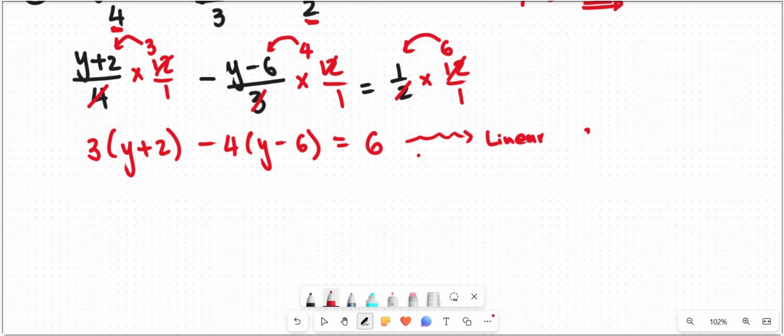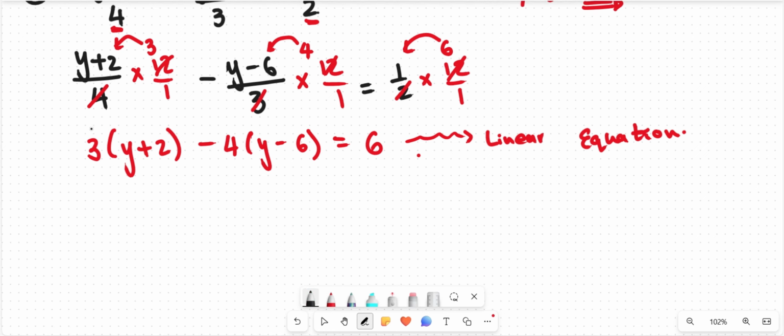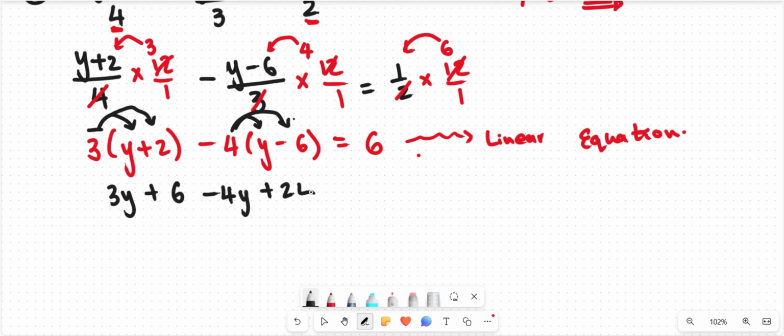At this part, you will always have a linear equation popping up. So that's an indication you're doing the correct thing. So how do you solve that linear equation? I implore you to try it yourself. You just distribute the 3 plus a 6. You distribute this -4 there, you get a -4y plus a 24, and this is all equal to a 6.